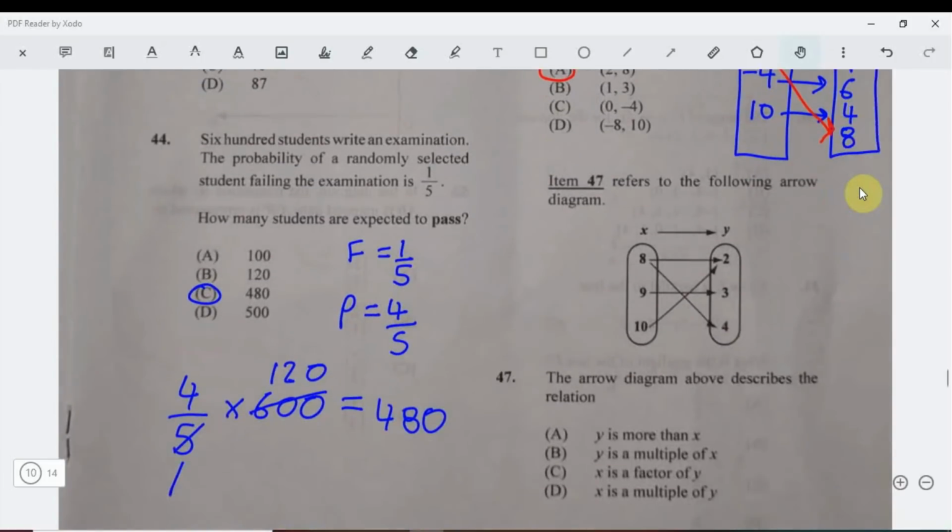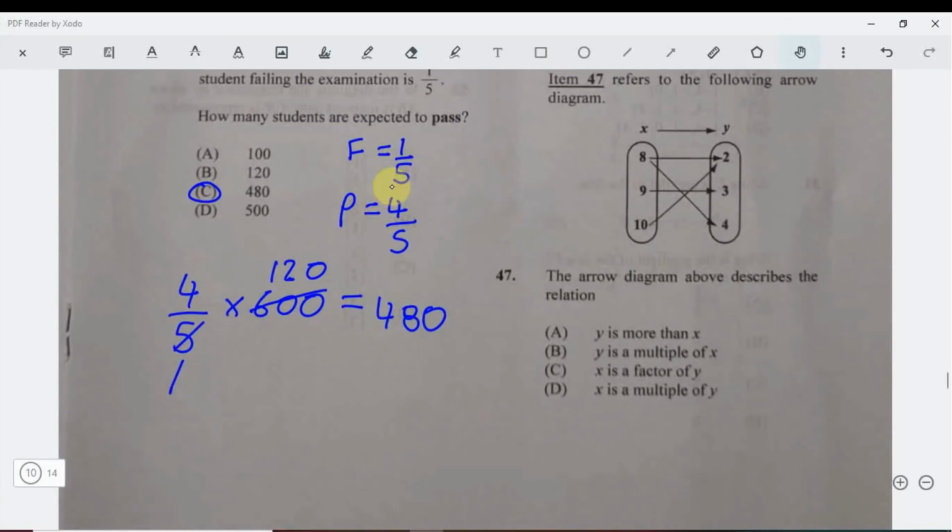Nice. Question 47. The diagram above represents which relation? Let's see. We're going from x to y. So we see 8 goes to 2, 9 goes to 3. Oh, 8 also goes to 4 and 10 also goes to 2. So it looks like x is going to be some multiple of y. So let's see if that is there. X is a multiple of y?